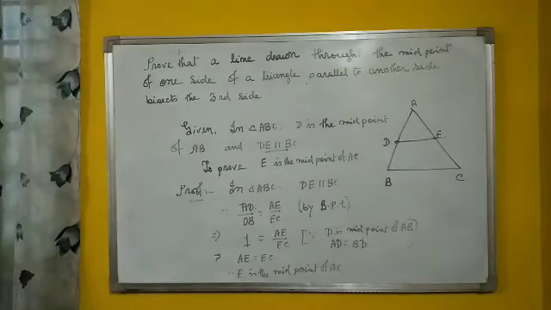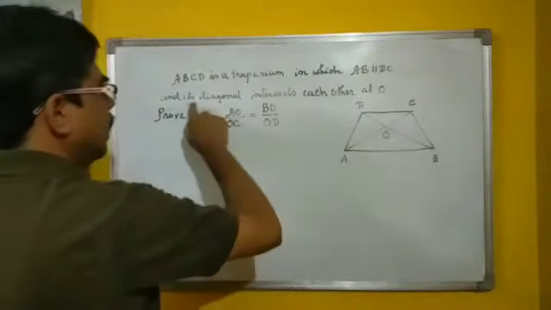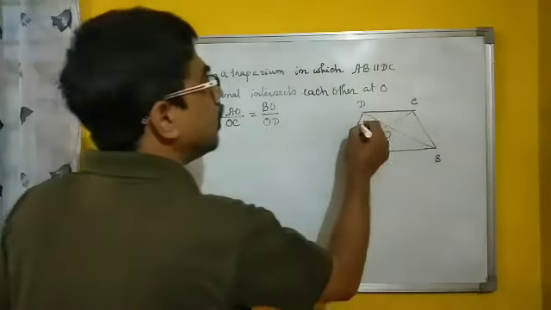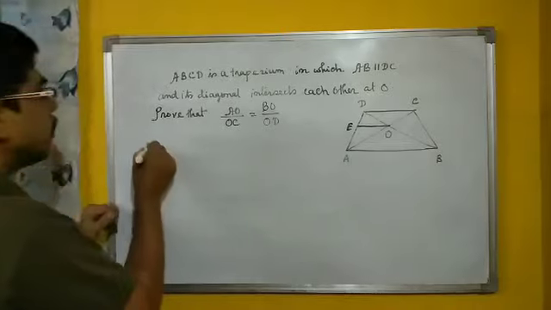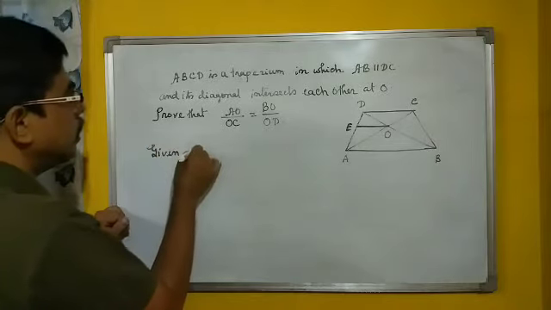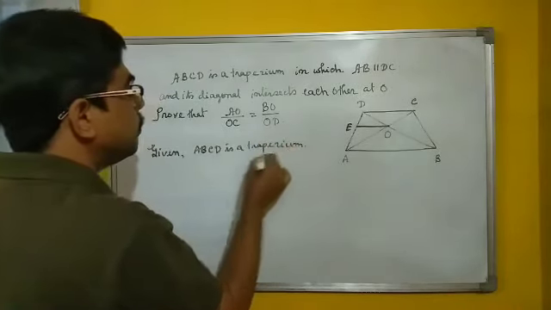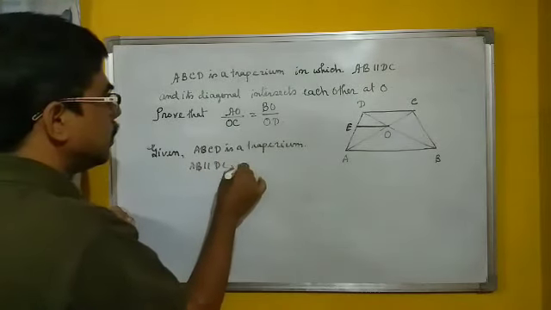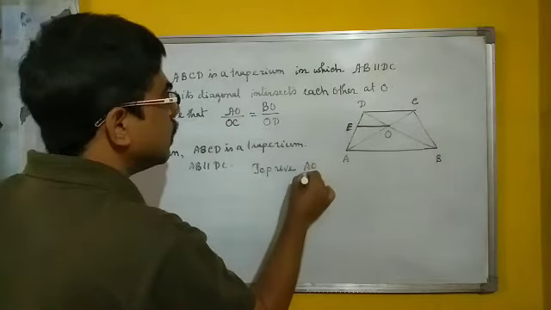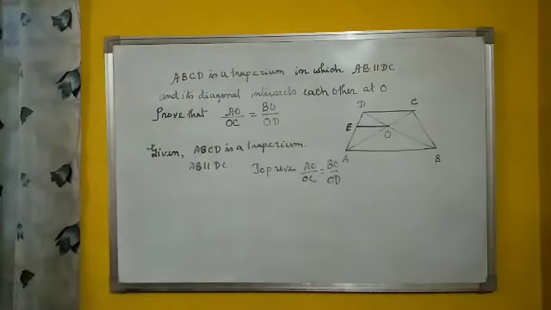So another important sum. Look at this sum now. ABCD is a trapezium in which AB is parallel to CD and the diagonals intersect each other at O. We have to prove that AO by CO equals BO by DO. For that we will first draw a parallel line through O, that is E. In the given part you have to write that ABCD is a trapezium, AB parallel to DC, and to prove this. This is the important thing, the given part you have to write.